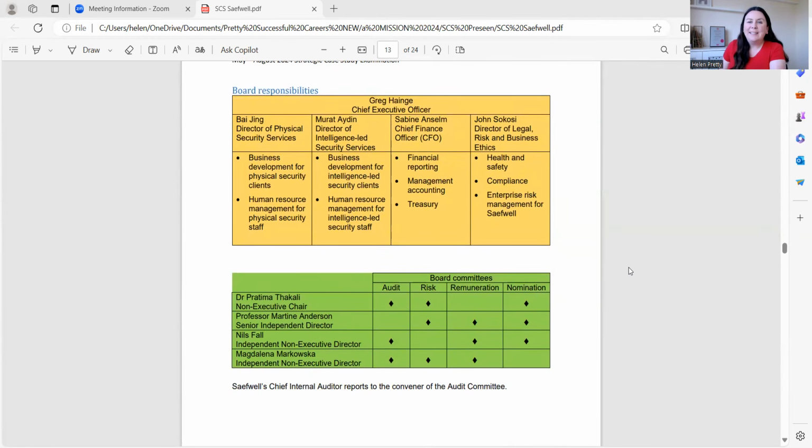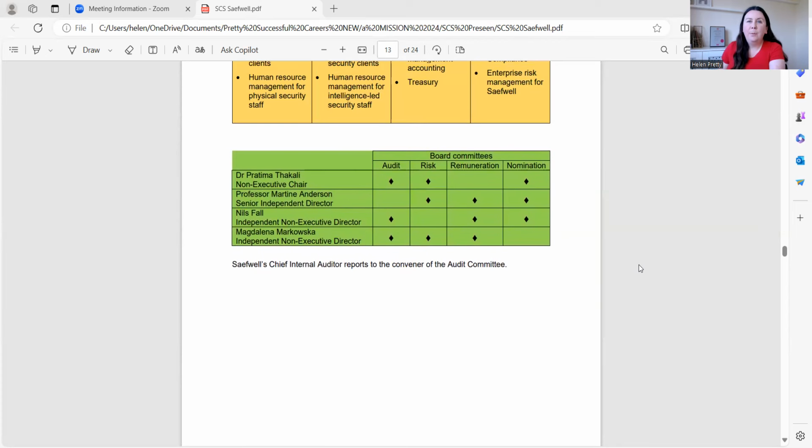If we scroll down, we can see the green table, which has our board committees: audit, risk, remuneration, nomination, and you can see which non-execs are on which board committee. Please review this green table at your leisure. Saefwell's chief internal auditor reports to the convener of the audit committee.